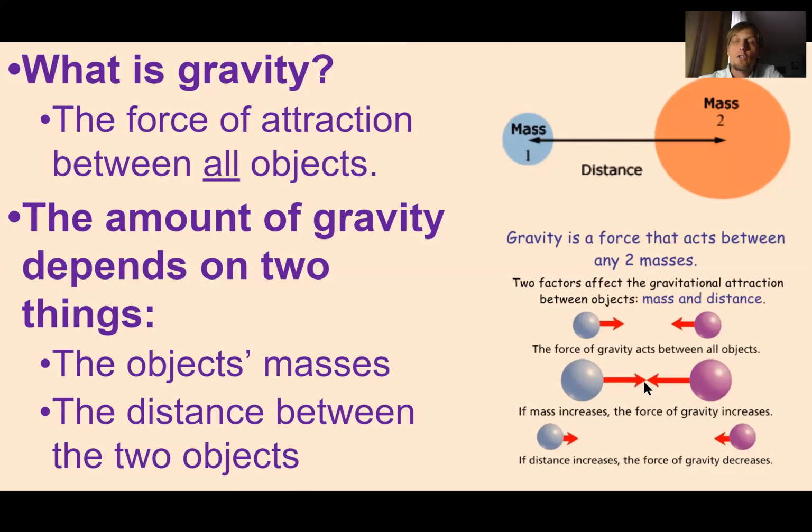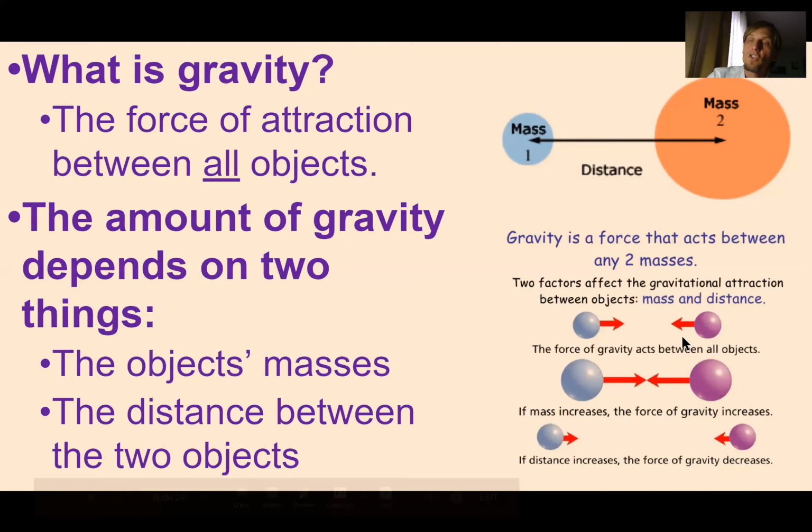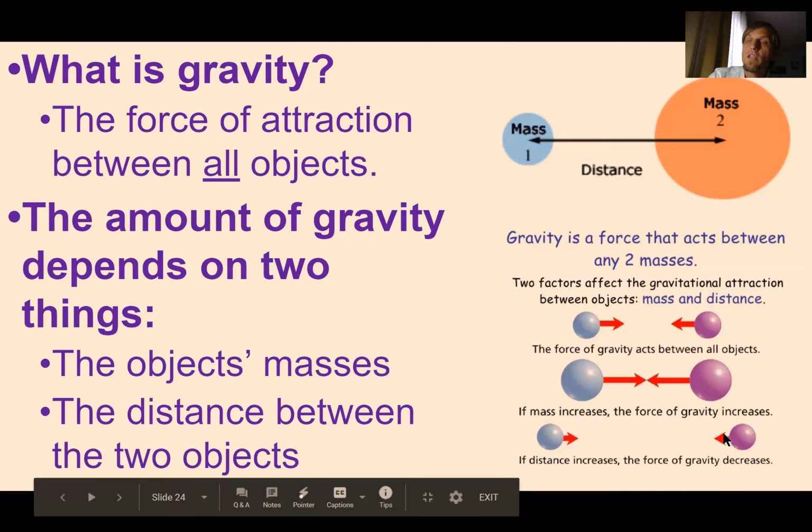Because the mass is larger, the vectors are larger, and these two probably will make contact with each other. And then lastly here, if mass increases, the force of gravity increases. And lastly, if distance increases, the force of gravity decreases. So we're at the same mass, and now we're at a further distance. These have an even weaker pull.